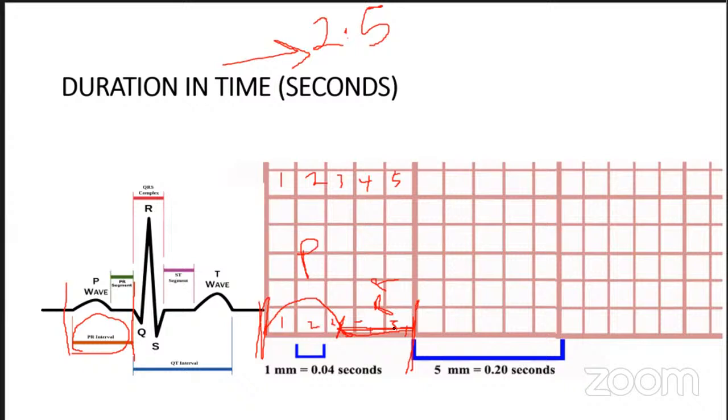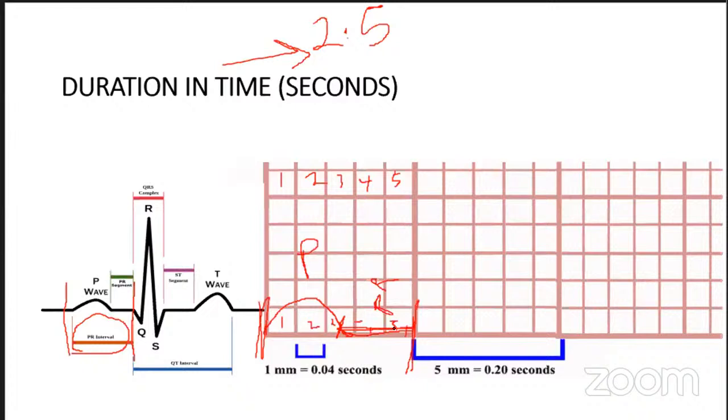I repeat again, our P wave should be drawn over 2.5 small boxes. Our PR segment should be drawn over 2.5 small boxes. So if I add the 2.5 for my P wave to the 2.5 for my PR segment, it's going to give me 5 small boxes. And that's what makes up my PR interval. So if you add your P wave to your PR segment, that's your PR interval. And it should be drawn over 5 small boxes. Remember, in the previous slide, we said if our PR interval is prolonged, then it means our patient might be having a what? A heart block.